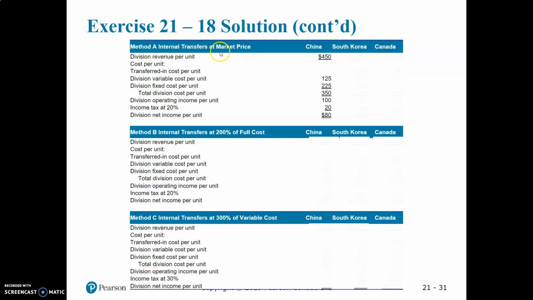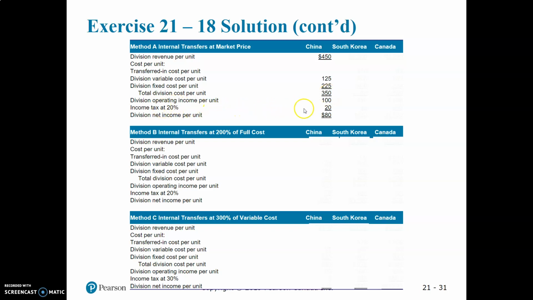Method A, internal transfers at market prices. Based on the previous slide, we know that China sells the units at $450 market price to the South Korean division. So that's the revenue for the Chinese division. There are no transferred in costs as China is the one that manufactures the units. Then for the variable cost, we know that China incurs $125 and then $225 for the fixed cost. So the total division costs are $350. And the operating income is $100, which is $450 minus $350.